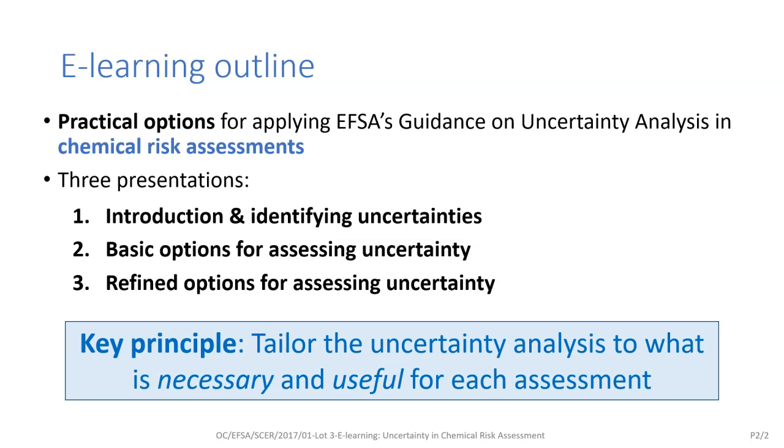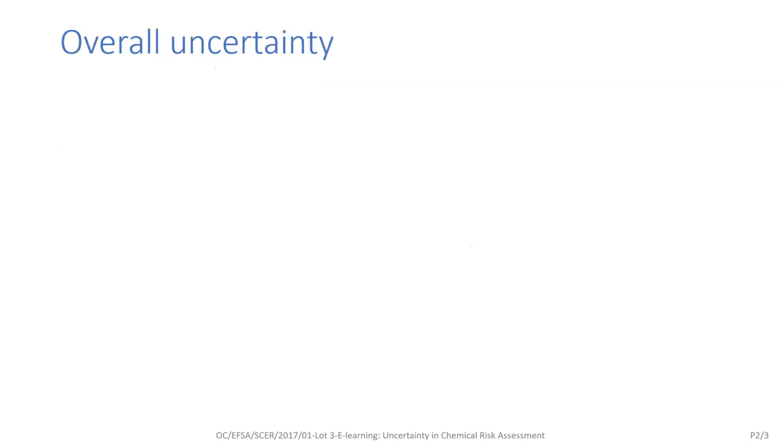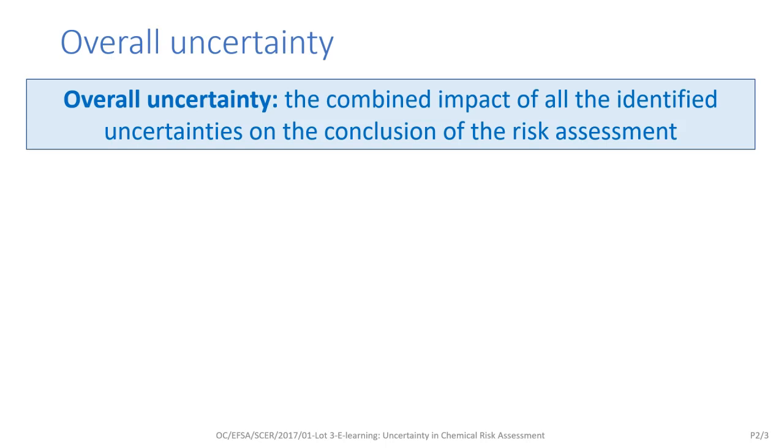I explained the need to systematically identify sources of uncertainty in all assessments, and that when no non-standard uncertainties are found when using the standardized procedure, no further uncertainty analysis is required. In all other assessments, when non-standard uncertainties are present, and in case-specific assessments, further steps are needed to assess the impact of the uncertainties on the conclusion of the assessment. The final goal of these further steps is to assess overall uncertainty, the combined impact of all the identified uncertainties on the conclusion of the risk assessment.